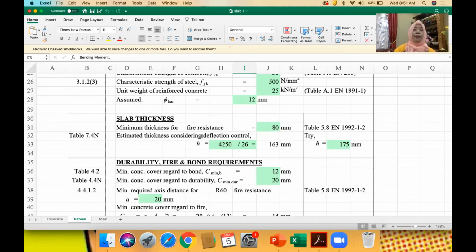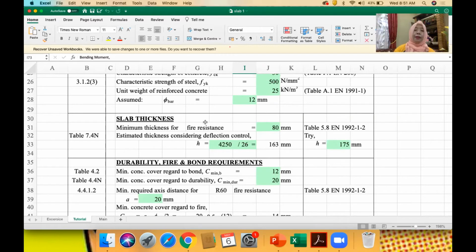Estimated thickness considering deflection control. Just now we got L over H between 20 to 30. Let's say you take 26. You can also take 20, because there is 20 to 30, so any value between the range. So now let's say we have 26, so we have 163. So 163 is the minimum value due to deflection control.